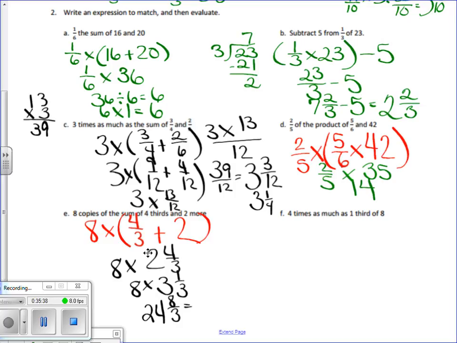So how many times does 3 go into 8? 2 times, with 2/3 left. So it's 2 and 2/3. I still have 24. Can't ignore that. So 26 and 2/3.